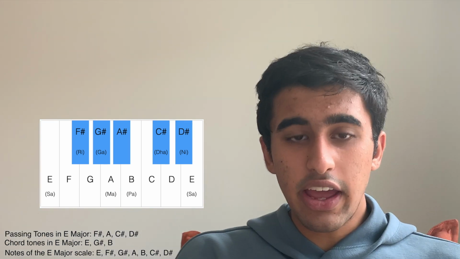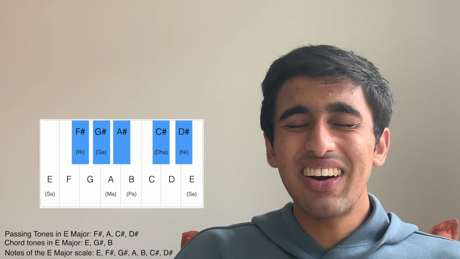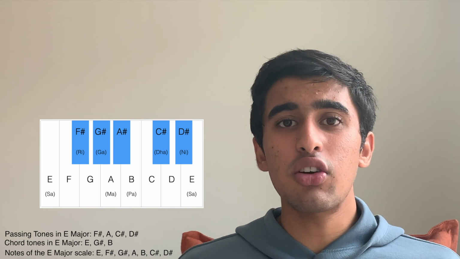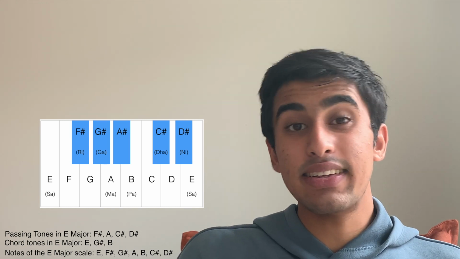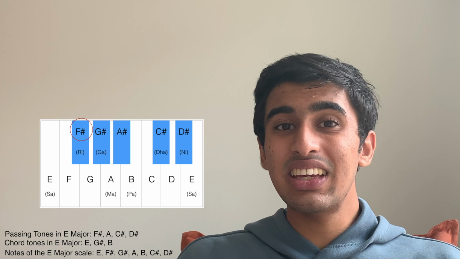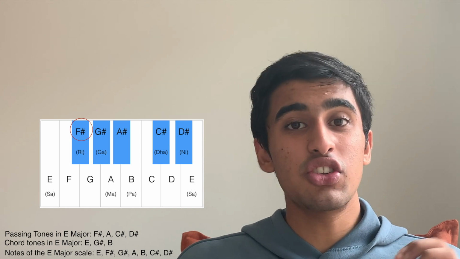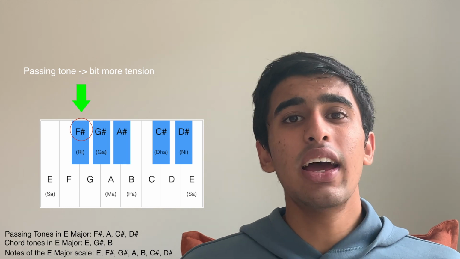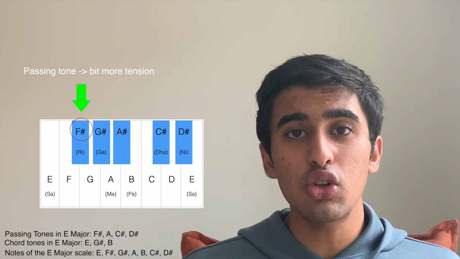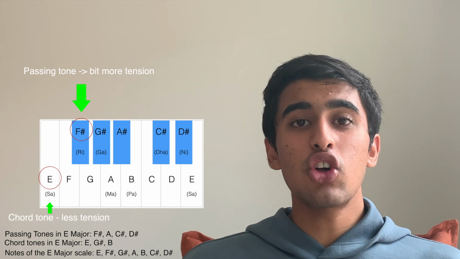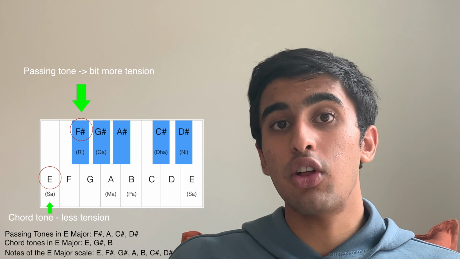For example, if I ended a song like this, that probably doesn't feel as comfortable or stable an ending as this. Right? So the first example, I sang Re. So Re is a passing tone, so it has a bit more tension and it's not quite as stable. And that's why it doesn't sound as conclusive as Sa.